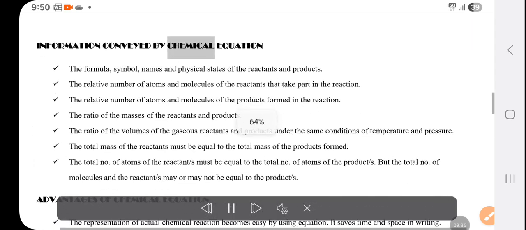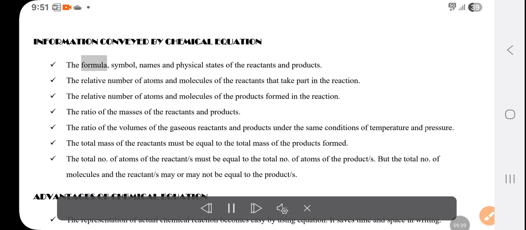Information conveyed by a chemical equation. The formula, symbols, names and physical states of the reactants and products. The relative number of atoms and molecules of the reactants that take part in the reaction. The relative number of atoms and molecules of the products formed in the reaction. The ratio of the masses of the reactants and products. The ratio of the volumes of the gaseous reactants and products under the same conditions of temperature and pressure. The total mass of the reactants must be equal to the total mass of the products formed.